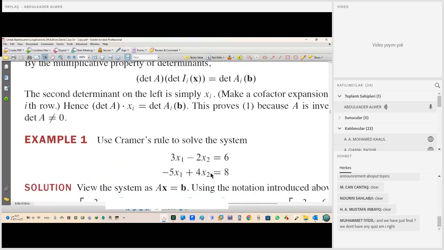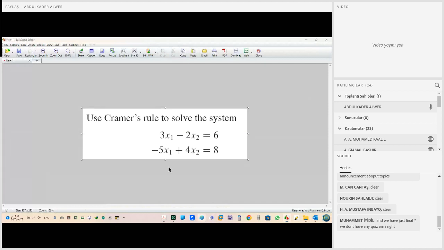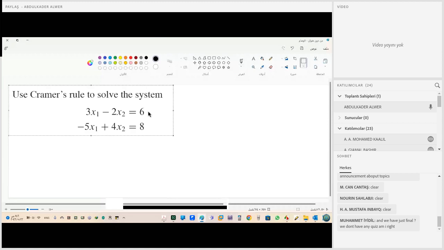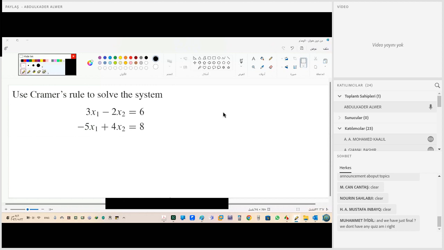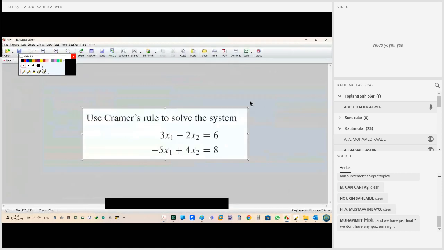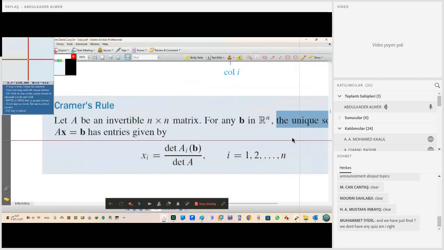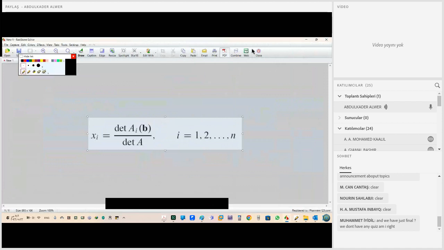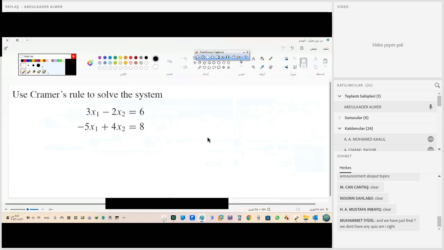Let's take this example and I will solve it with you. Forget the book for now and focus with me. Copy this from here, because I will use the exact example inside our book. This is the method.